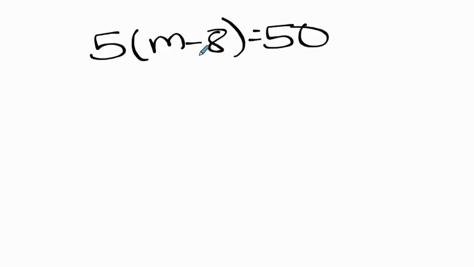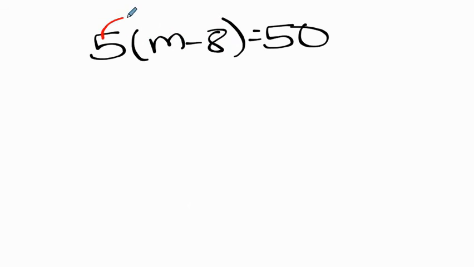Where I have that 5 times m minus 8 equals 50, I can think about this. 5 times 10 equals 50, so all this is 10. So for this to be 10, what minus 8 is 10? It should be 18. I can do that in my head with mental math, but I don't have to.